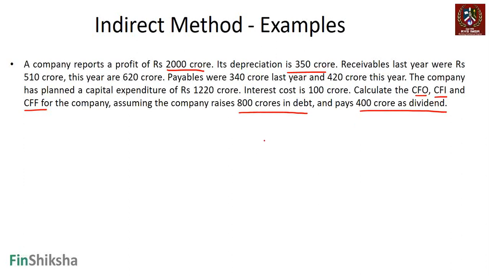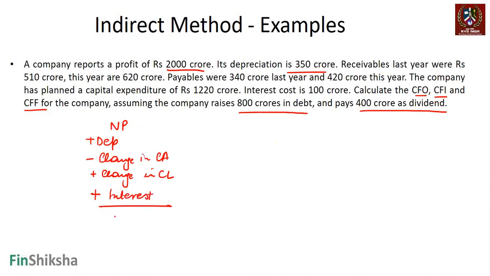Now we are going to make adjustments to the numbers. So we'll have to actually calculate everything. We start with net profit plus depreciation minus change in current assets plus change in current liabilities. This, remember, is my cash flow from operating activities, but you need to note that you have to add interest here. So that's CFO, right?